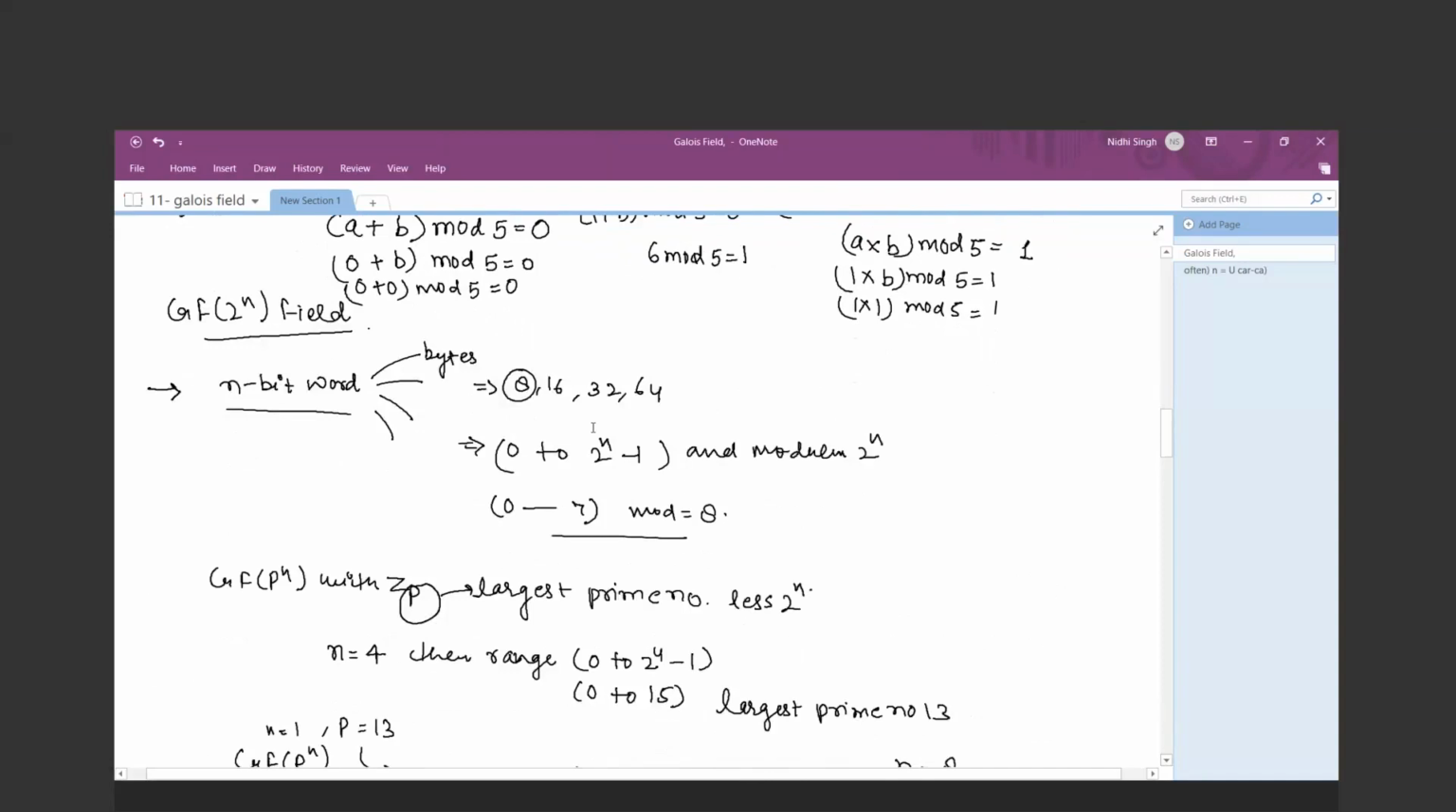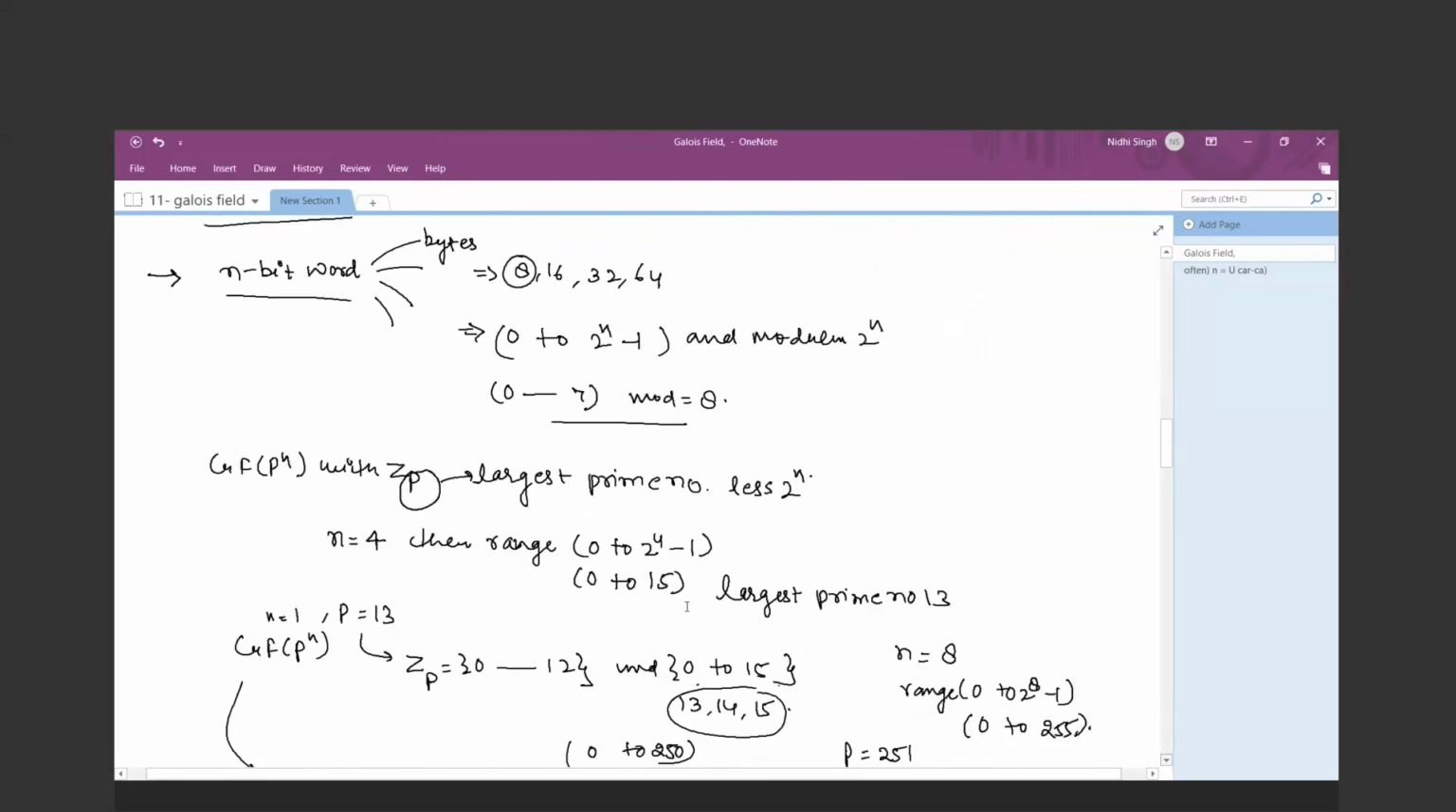Suppose the n value is 4, then what will be the range? The range will be 0 to 2 to the power 4 minus 1, that is 0 to 15. So under this range, 0 to 15, the largest prime number is 13. So if we talk about Zp, means Galois field under the prime number, 13 will be there. So what will be the prime number range? 0 to 12.